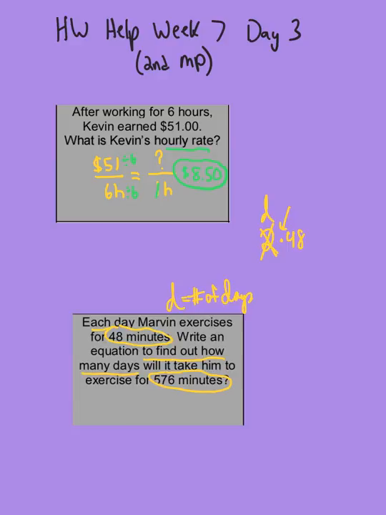So what I would do is I would do the number of days times 48 minutes, which we would write 48D. Remember, that means D times 48. And if you multiply the number of days times 48 minutes, you'll get 576 total minutes. So that is our equation, and it's a multiplication equation. All right, remember that trick. Sometimes think of a simpler problem to help you decide on the operation.